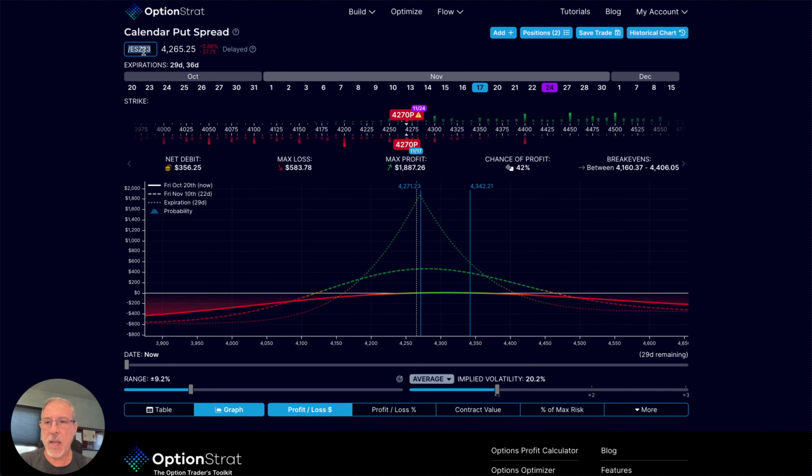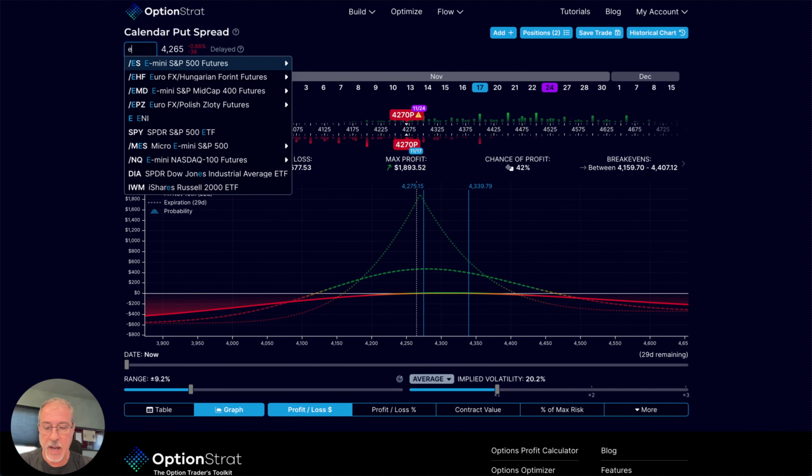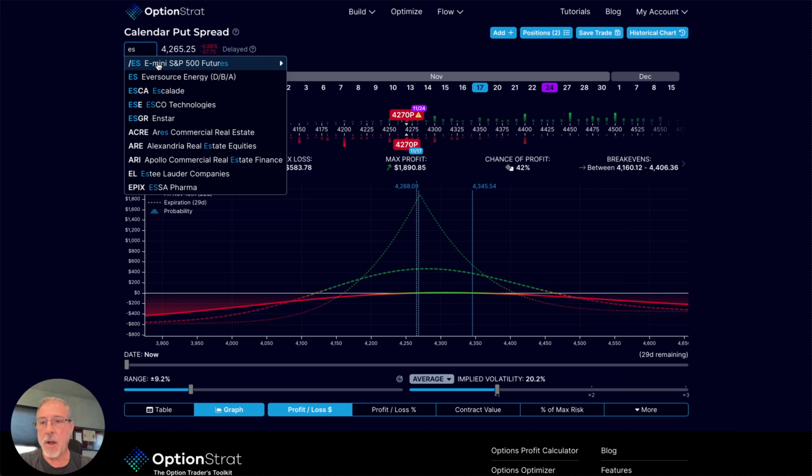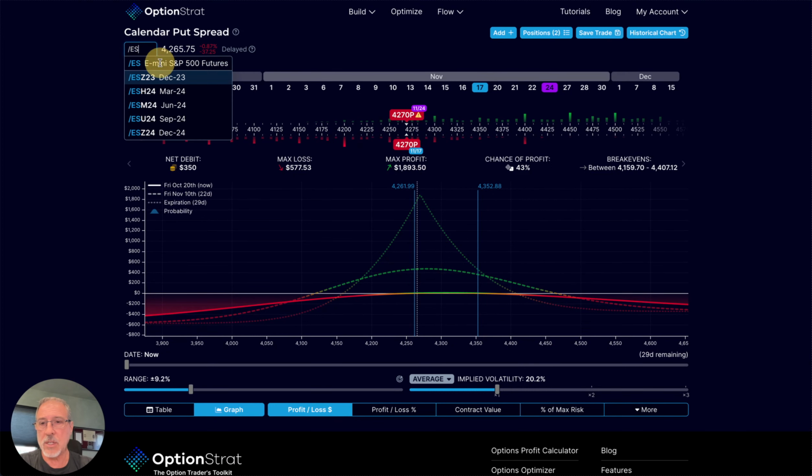And if we come in our field here and we type ES, it automatically will show you ES futures. And then you have to select the contract. It's really nice that it shows you the different contracts here. I'm going to trade the December contract. The trade I'm going to do is actually a calendar.